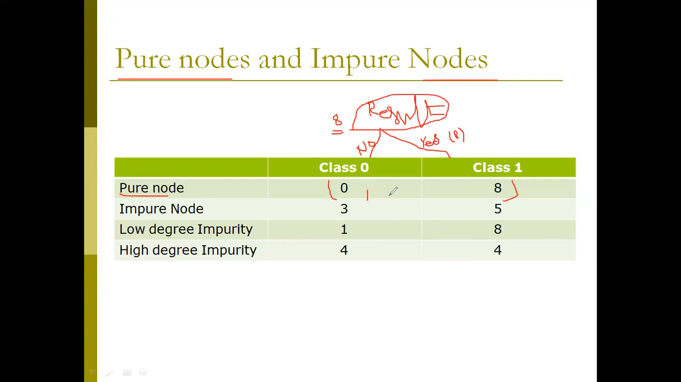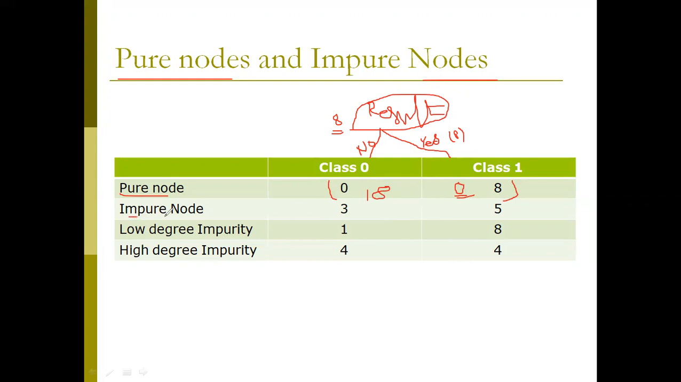Not only this, you may take the reverse order also: 8 records under fail, 0 records under pass. You may assume it like this also. But here we have 1 and 0, isn't it? So among the total number of records, you may get one class as 0 and the other class as the full number of records. Then that kind of node is called a pure node.